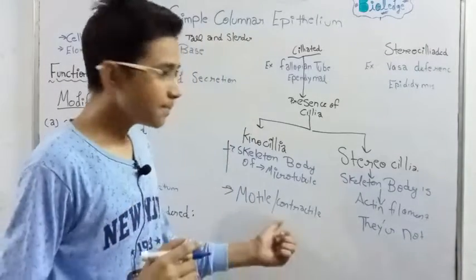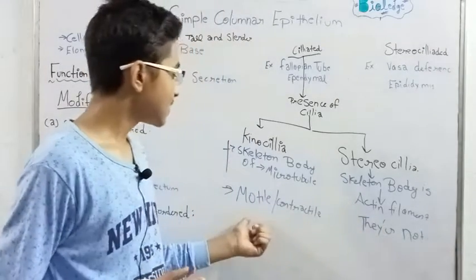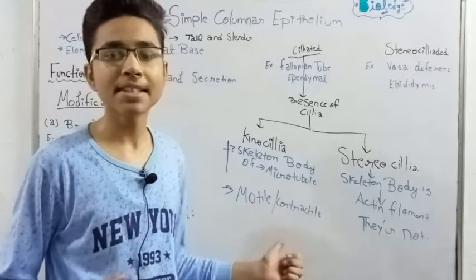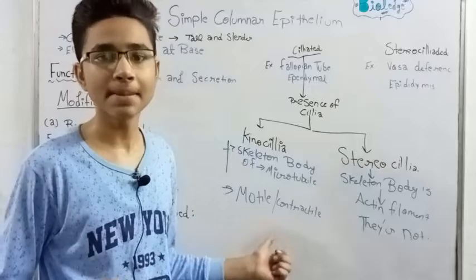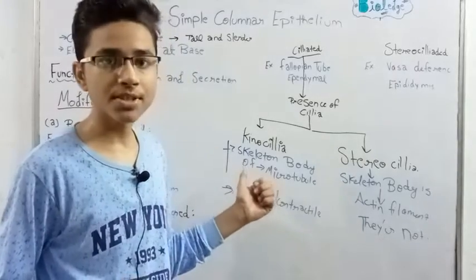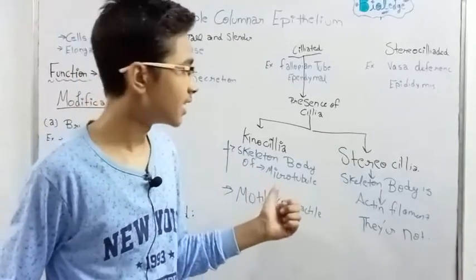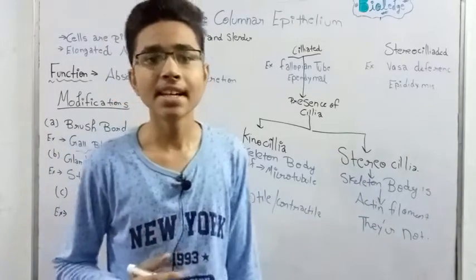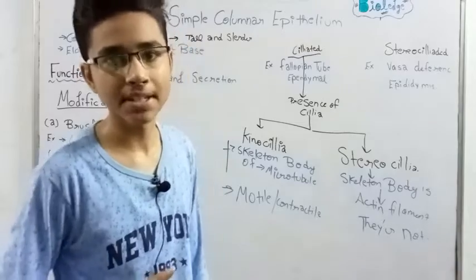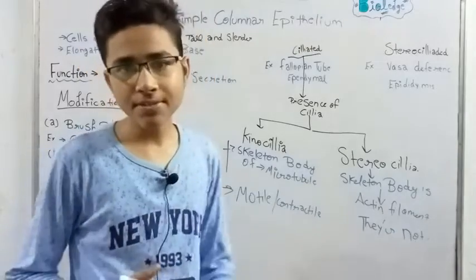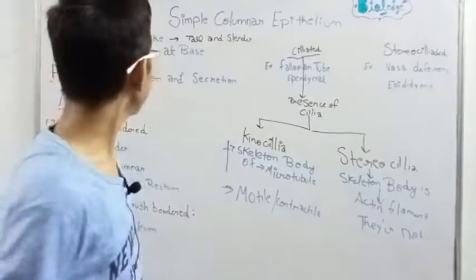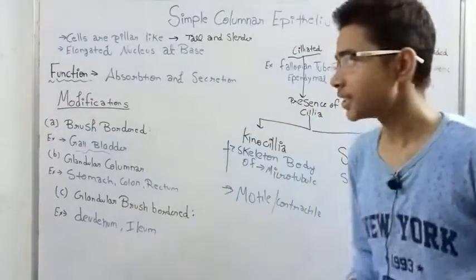Students, there is a basic difference between them: kinocilia have the basal body present. This basal body generates the ATP, which moves them, or makes them contractile, whereas stereocilia don't have the basal body to generate the ATP, or adenosine triphosphate. So these are the basic differences between them. Let's move towards the types of simple columnar epithelium.